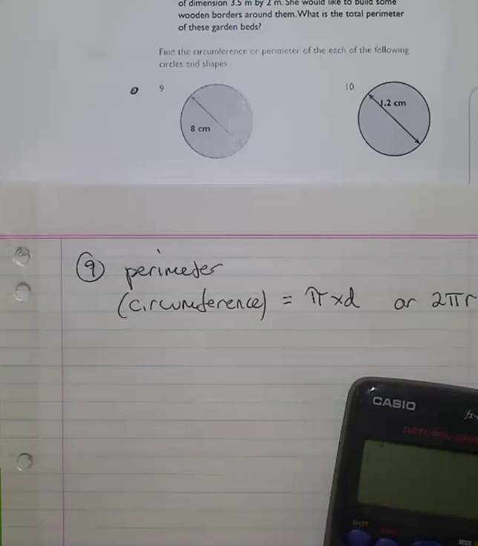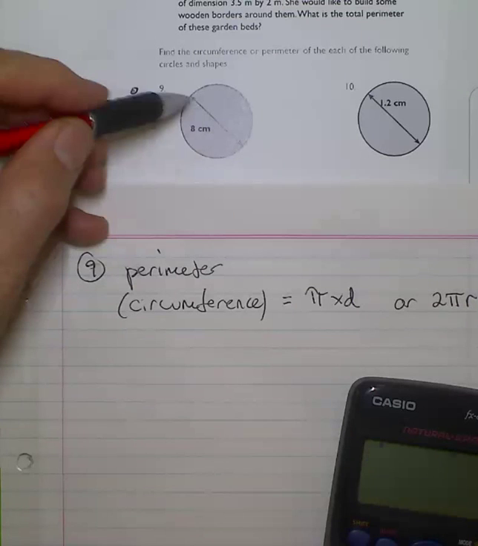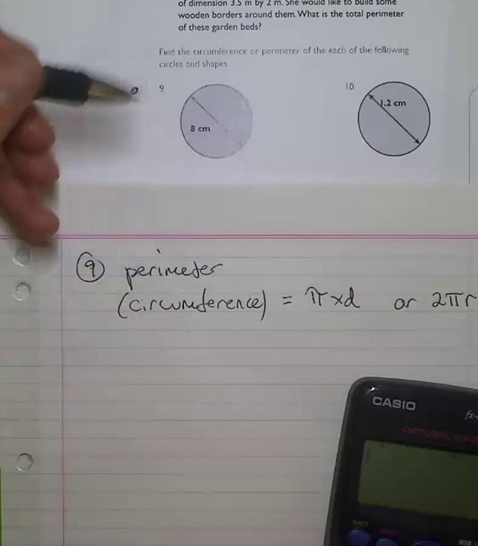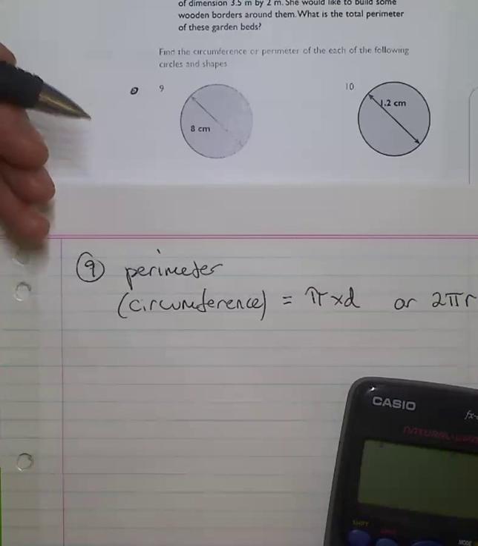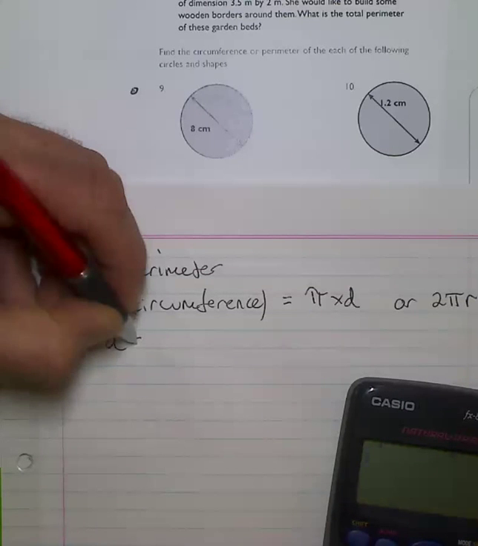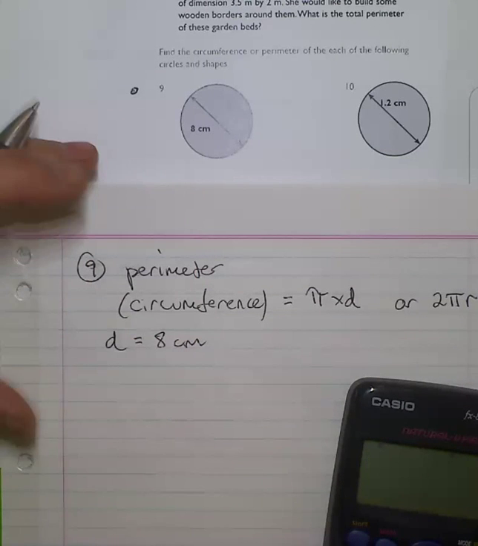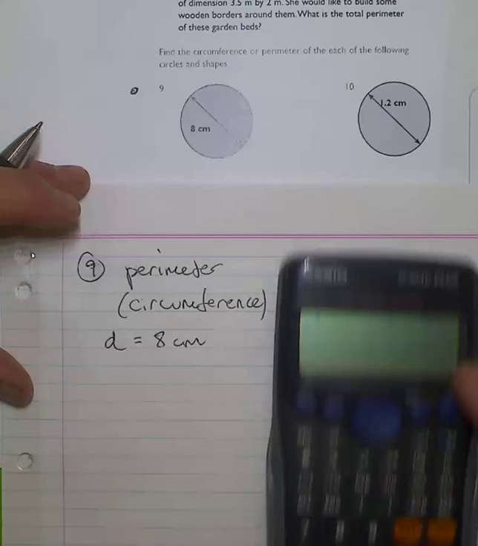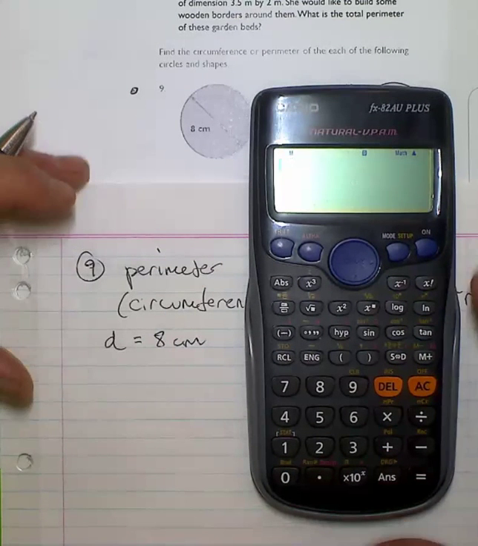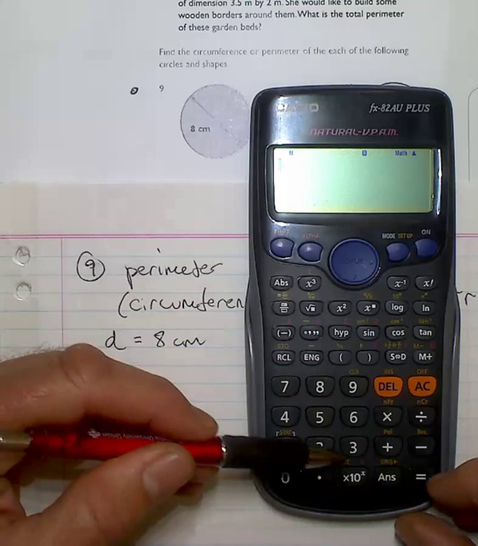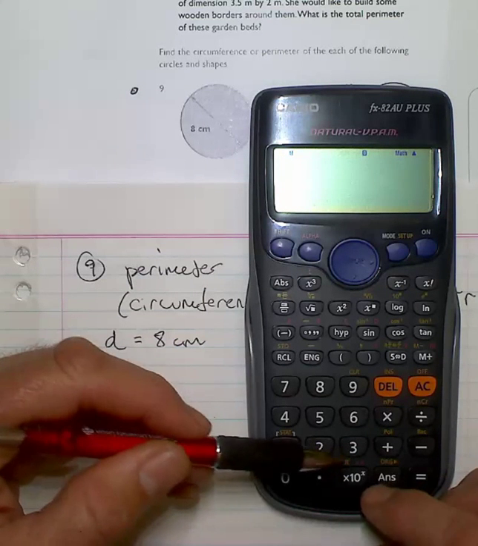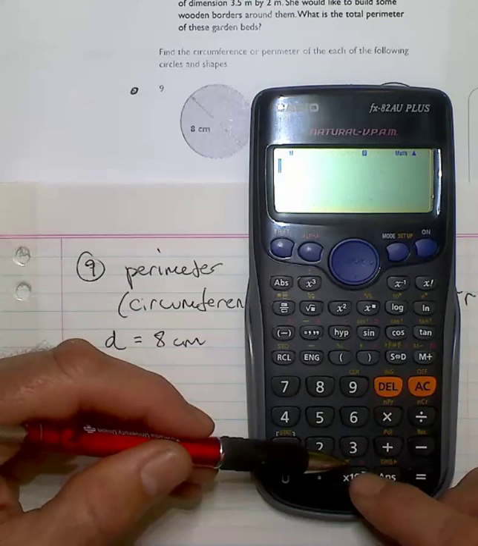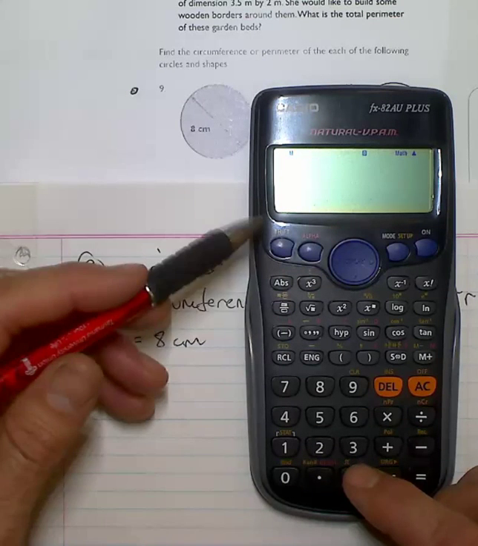In question 9, you're asked to find the circumference, or the perimeter, of the circle. When we're given the distance across the total width of the circle, we say that's the diameter, or D, is equal to 8 centimetres. Calculators will have the pi button somewhere hidden on them. You have to look a little carefully. On the Casio type calculator, I've got it there as a little yellow button. That doesn't appear unless I press the shift button there.